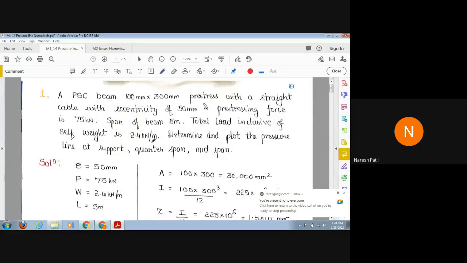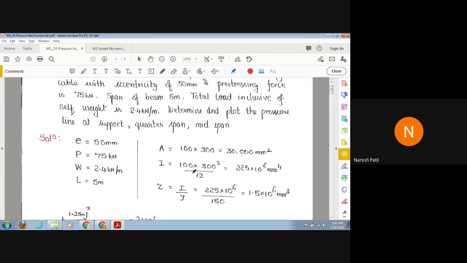Span of the beam is 5 meter. Total load inclusive of self-weight is 2.4 kN per meter. Determine and plot the pressure line at support, quarter span and at mid span. So we have to determine the location of the pressure line. As I told you, first note the given data: eccentricity is given, the pre-stressing force is given, load acting over the beam is given, and the span of the beam is given. So you have to calculate the properties: area, moment of inertia, Z.